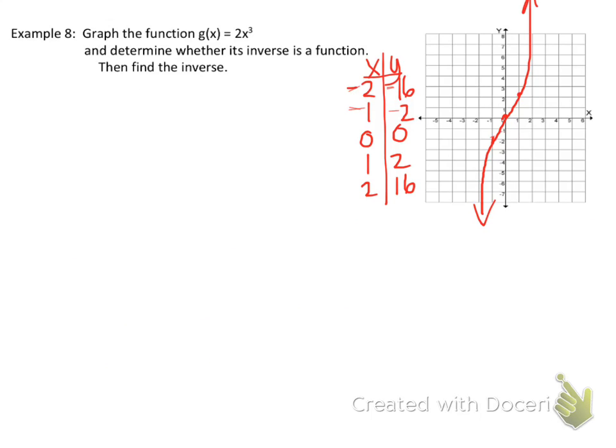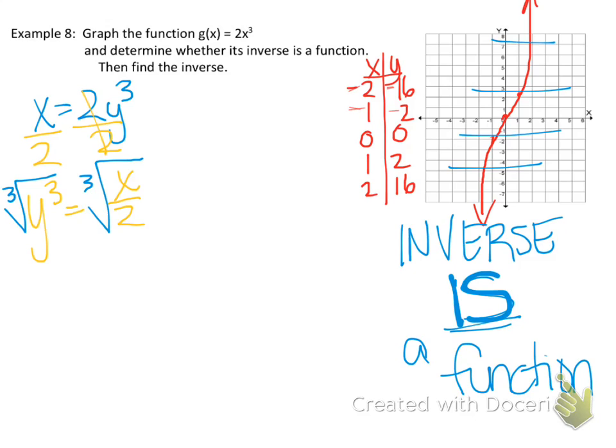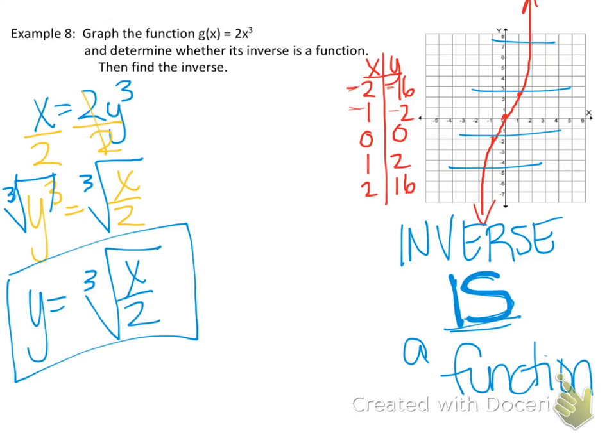And one last example. When we graph this one using our t-chart, we can see that this does in fact pass the horizontal line test, so the inverse is a function. And now let's go ahead and find the inverse. So we get y equals the cube root of x over 2.